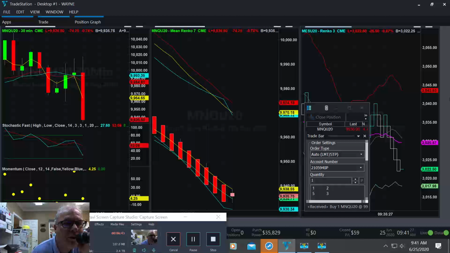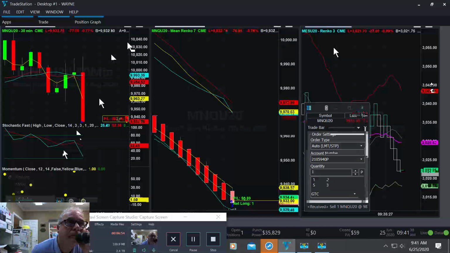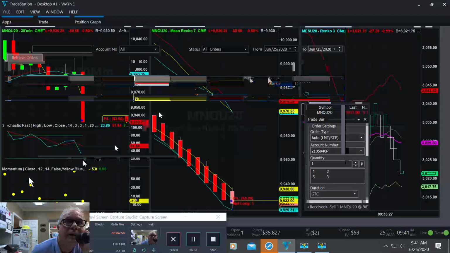Okay, we're close enough to 30-20. It's our first area of interest. We're trying to get filled at 99.33. Order filled. And we did get filled. And notice we've got an automatic stop today.